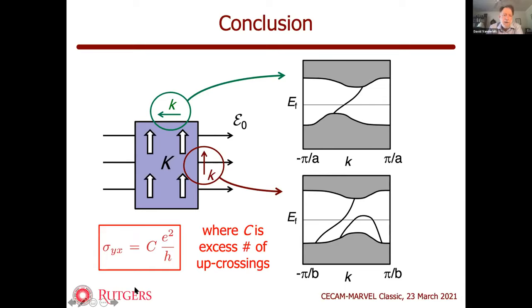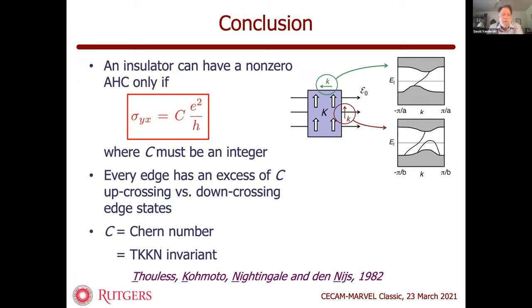It's an integer. For almost all systems, it's zero. Certainly for all time reversal invariant systems, it's zero. For all ferromagnetic systems, almost all it's zero. But for some, like the famous Haldane model, it's non-zero. So I'm almost done. An insulator can have a non-zero anomalous Hall conductivity. But if it does, it has to be this integer times e squared over h.